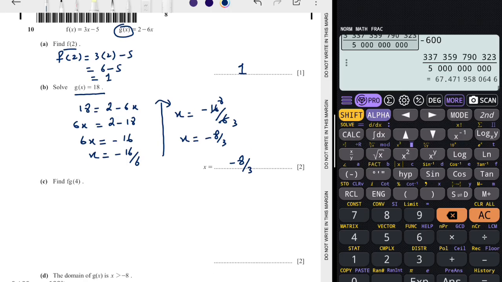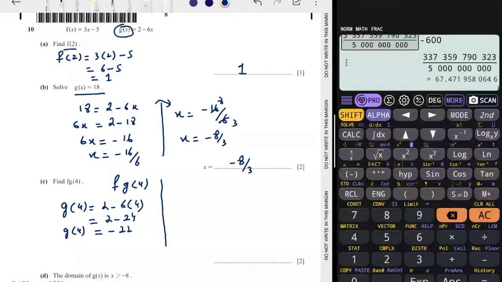Next question. This is a composite function question. The question says that we have to find f of g of 4. First of all, we substitute the value of x in place of g's function. So g of 4 is equal to 2 minus 6 into 4. It will be 2 minus 24. It becomes minus 22.